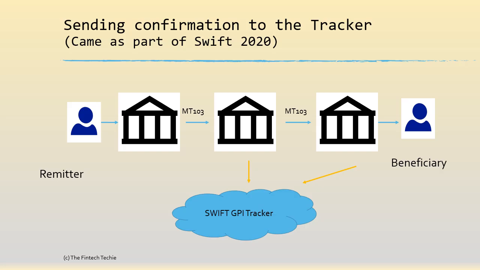Previously, we had published a video showcasing the universal confirmation, which came up in 2020. In it, you would have seen how the various financial institutions in the payment chain have to send the universal confirmation, or the MT199 message, to the SWIFT GPI tracker. That helps any institute to understand where their messages are, whether they are stuck or not, or whether they have been credited to the ultimate beneficiary or not.